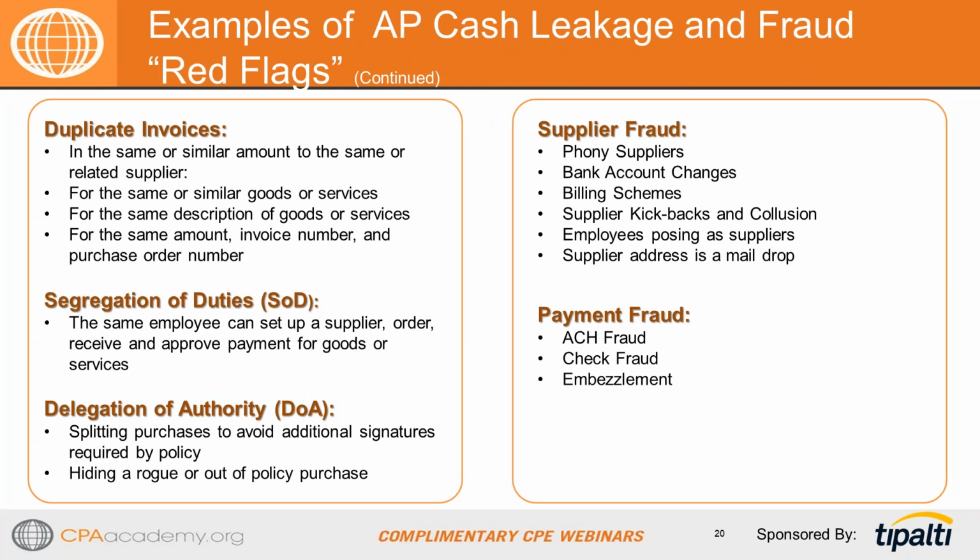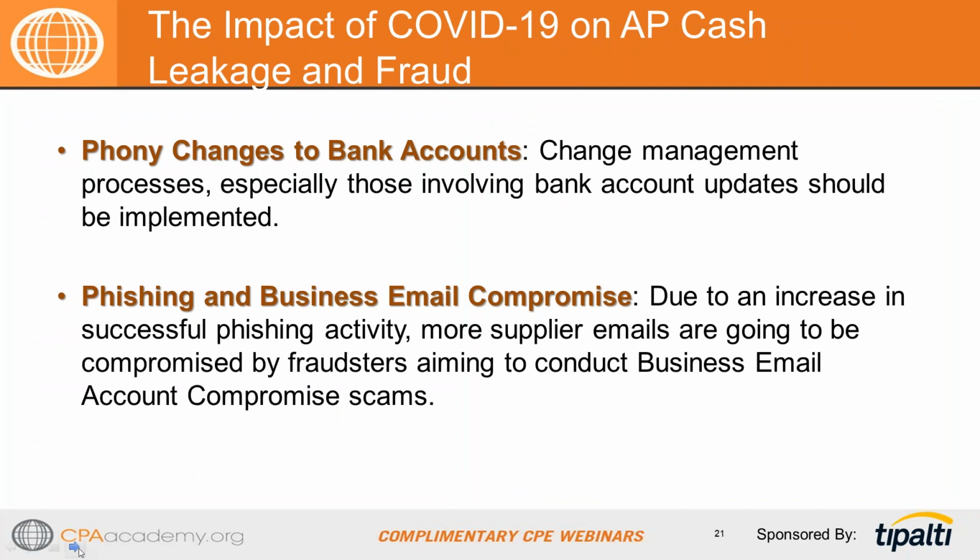We've got a little case study that talks about that. Billing schemes, supplier kickbacks and collusion. Employees posing as suppliers. Using a UPS store as a mailbox, as an address, that could be a red flag right there. Payment fraud, ACH fraud, check fraud, embezzlement. So those are the examples of cash leakage that you might be familiar with.